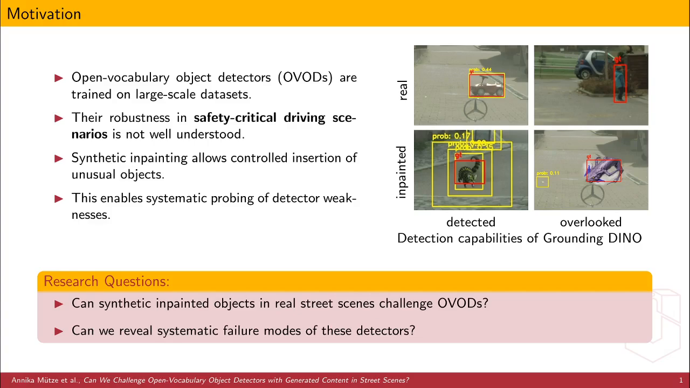In our paper, we address two research questions. First, can synthetic inpainted objects in real street scenes challenge open vocabulary object detectors? And can we reveal systematic failure modes of these detectors?